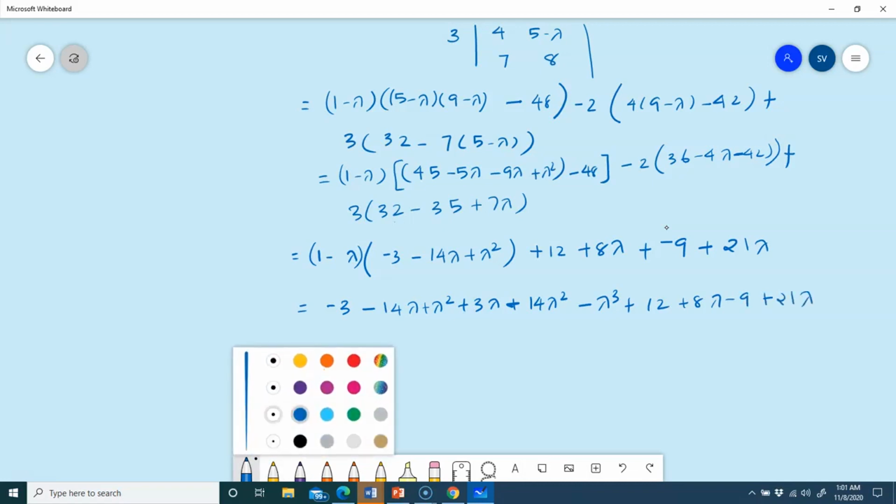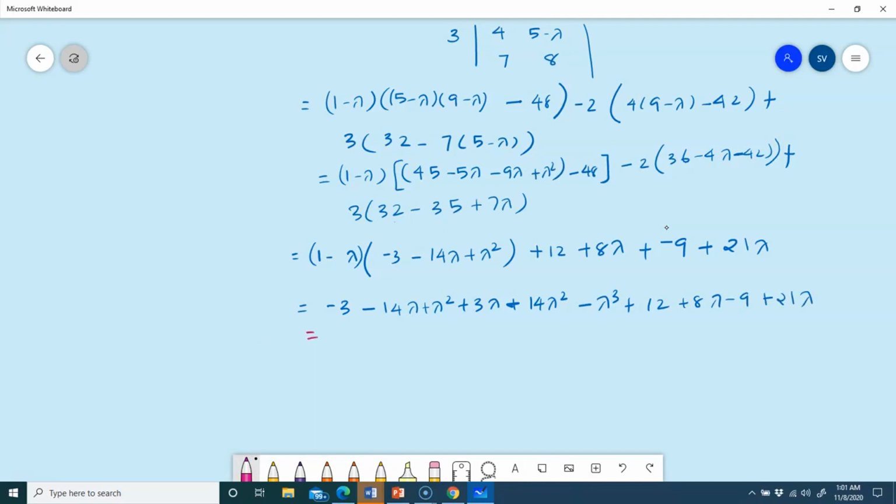Okay, we are in the final stage. Go ahead and find the numbers first. -3, 12, -9. 12 plus -9 is +3, +3, and 12 got cancelled, so there is no number.